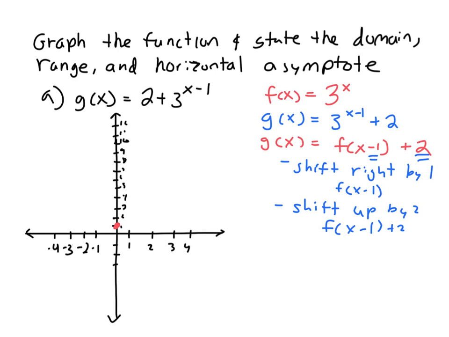Then I like to plug in a few more points to get an idea of the graph. I always plug in 1 and 2, for example. So when x is 1, y is 3, and when x is 2, y is 9. And then we know the general shape of the graph. It looks something like this, and there's the horizontal asymptote at y equal to 0. So what I just drew is f of x.